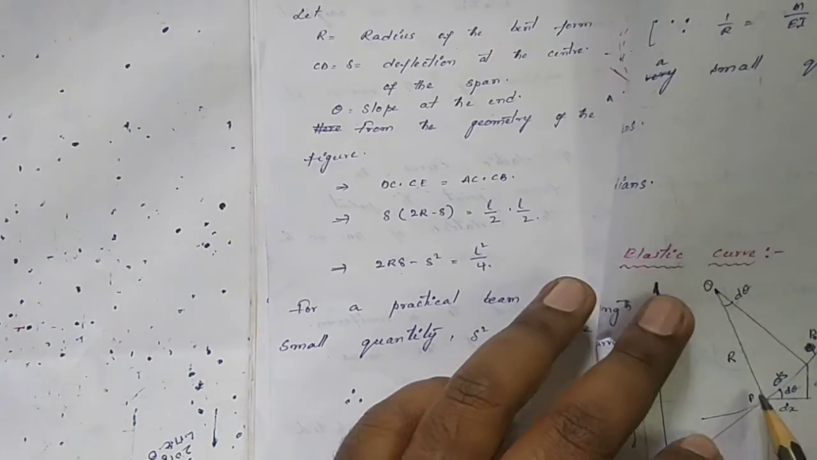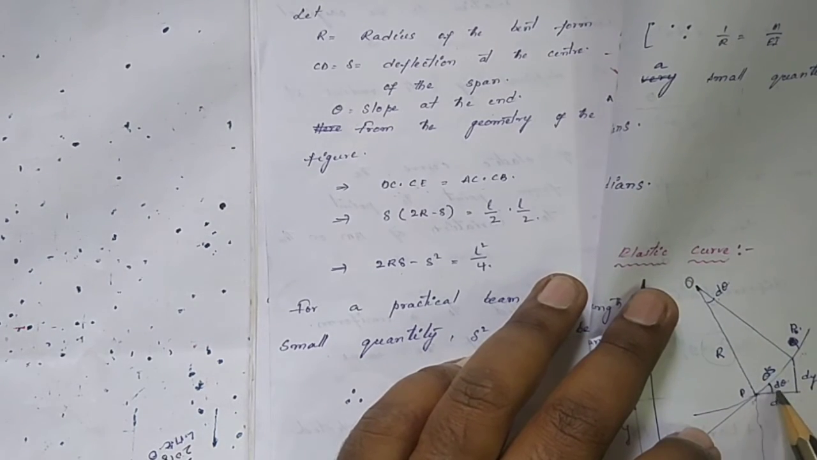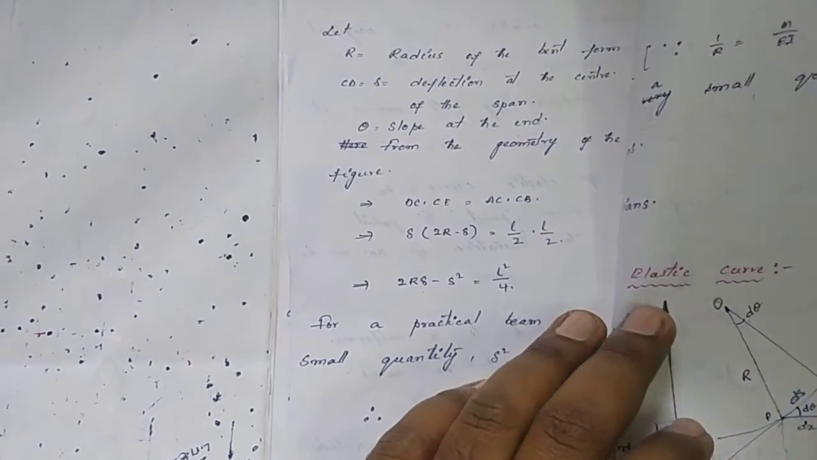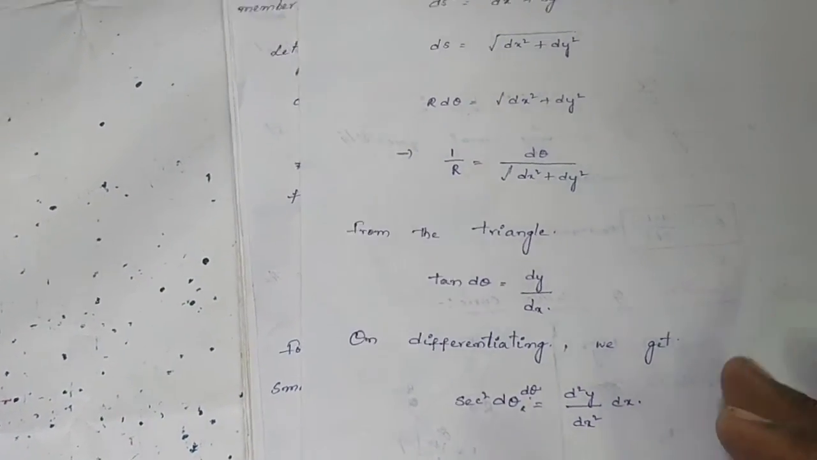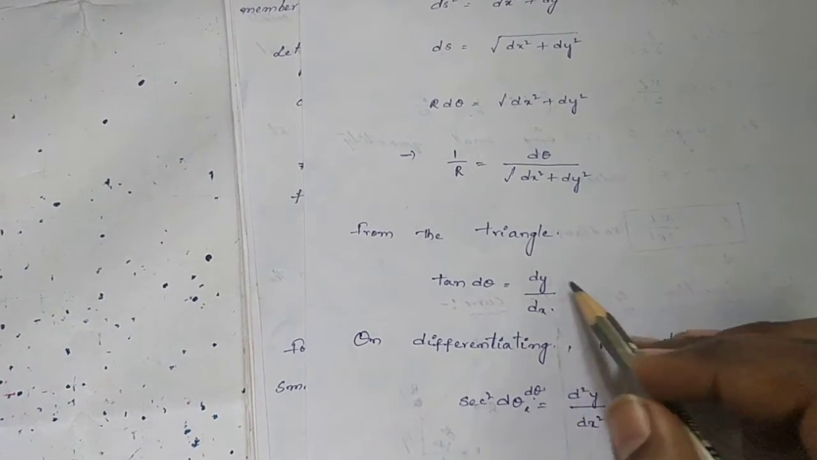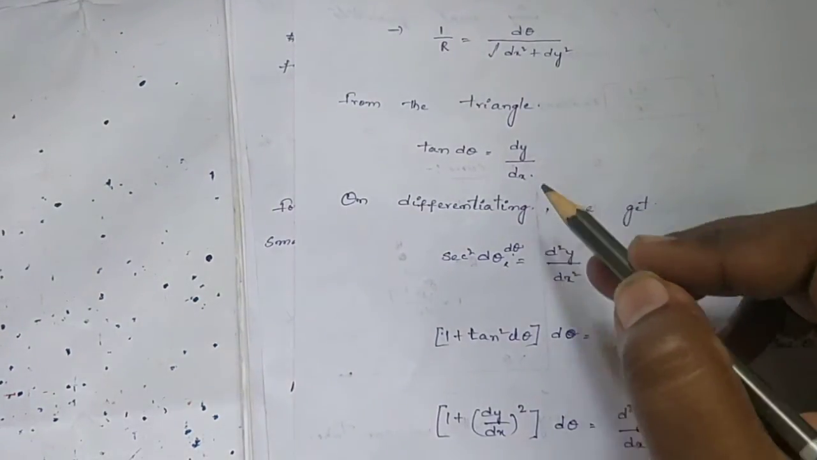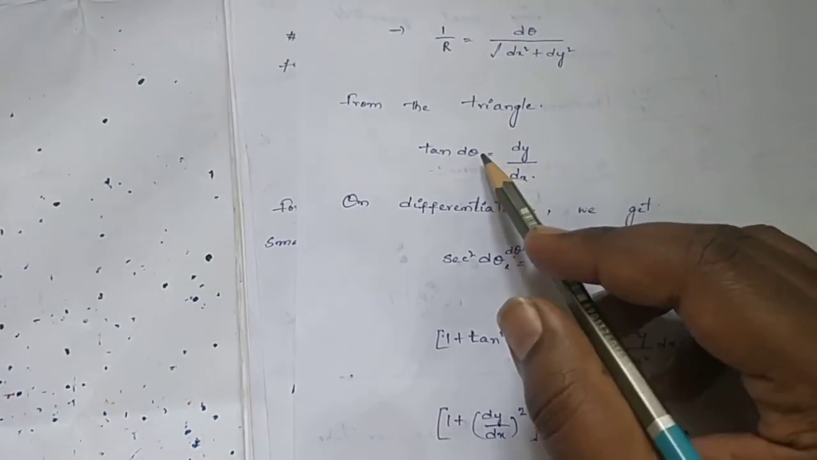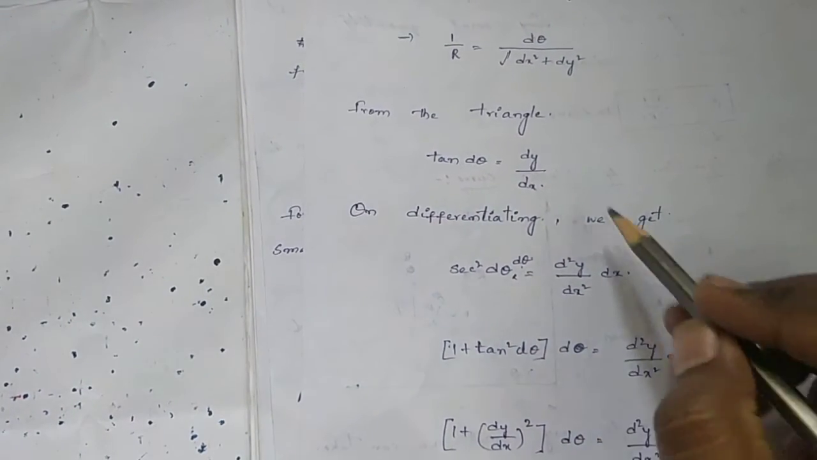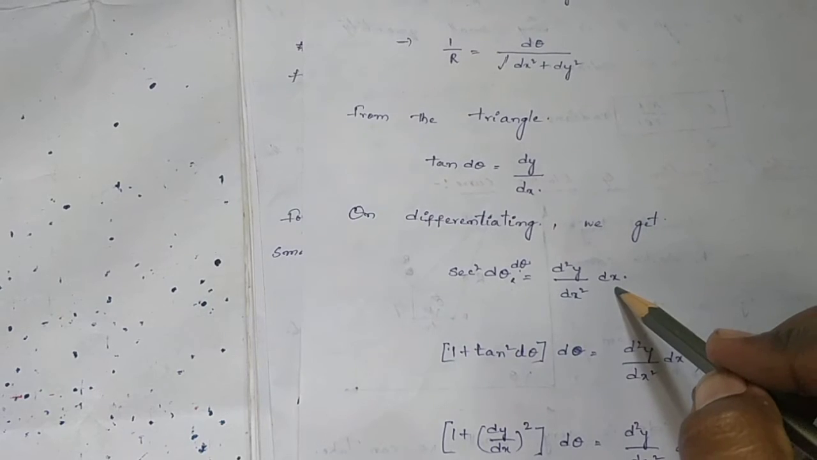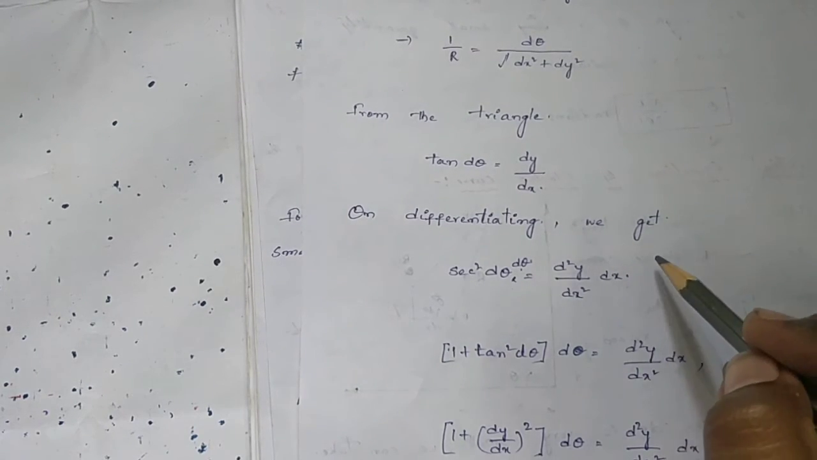From this triangle, for the angle d theta, opposite is dy and adjacent is dx. So from the triangle, tan d theta is equal to dy by dx. On differentiating the above equation tan d theta, you will get secant square d theta into d theta equals d square y by dx square into dx, with respect to dx.